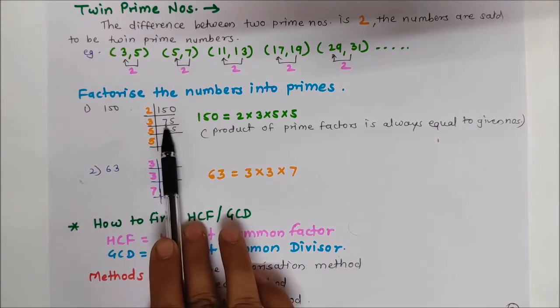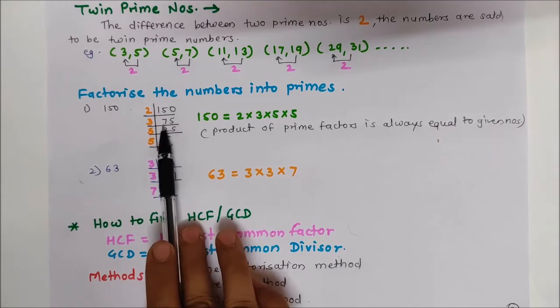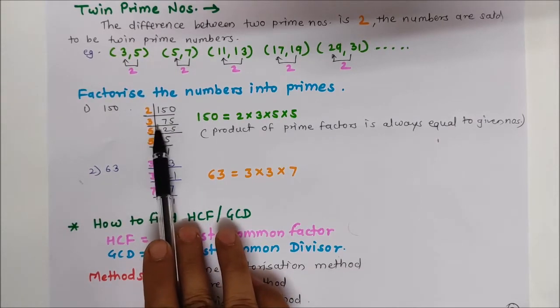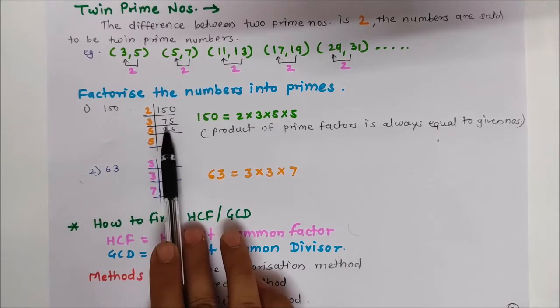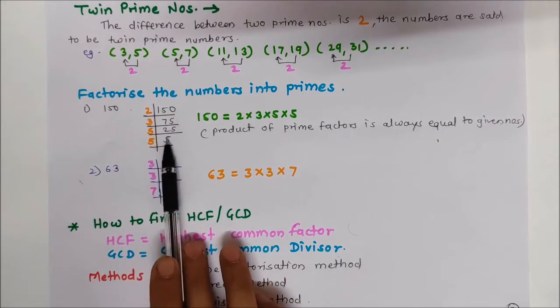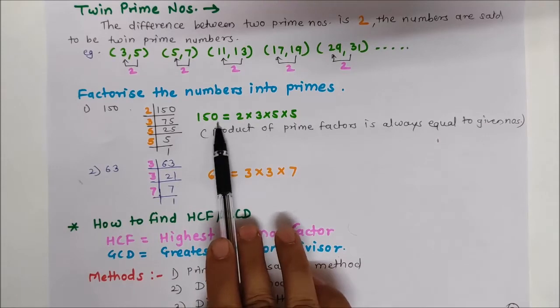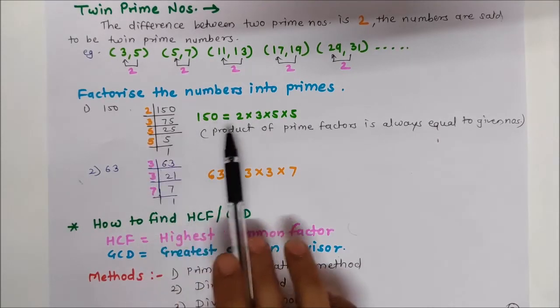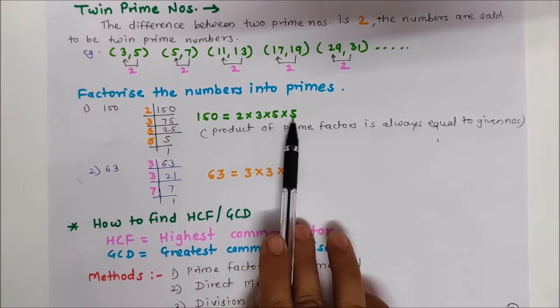Again, 75 is not an even number, it is an odd number. That's why we have to check the divisibility test. Here 7 plus 5 is equal to 12, and 12 is in the table of 3. That's why it is divisible by 3. 3 twos are 6, 1 is remaining. 3 fives are 15. Again 5 fives are 25. 5 ones are 5. Therefore, the prime factors of 150 are 2 into 3 into 5 into 5.